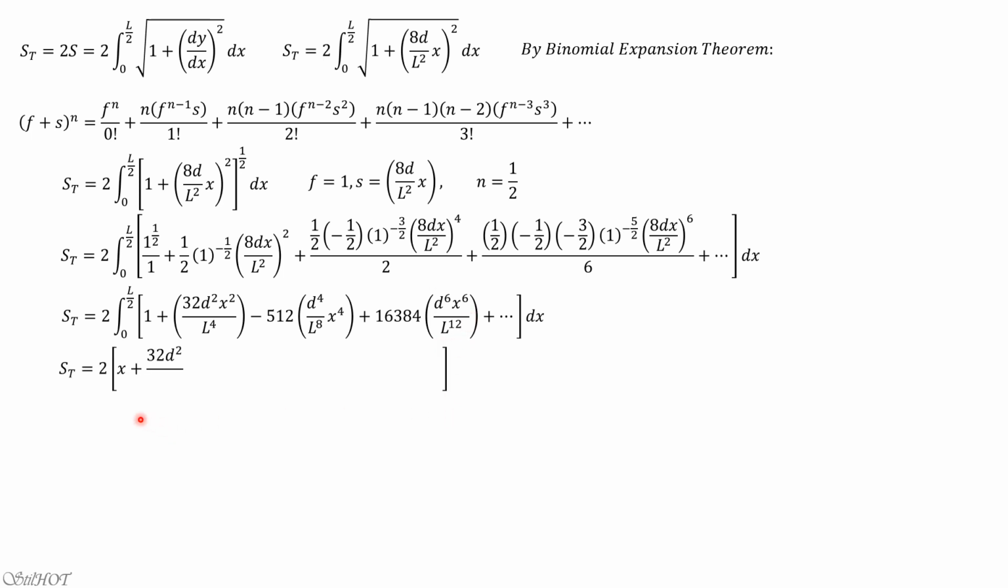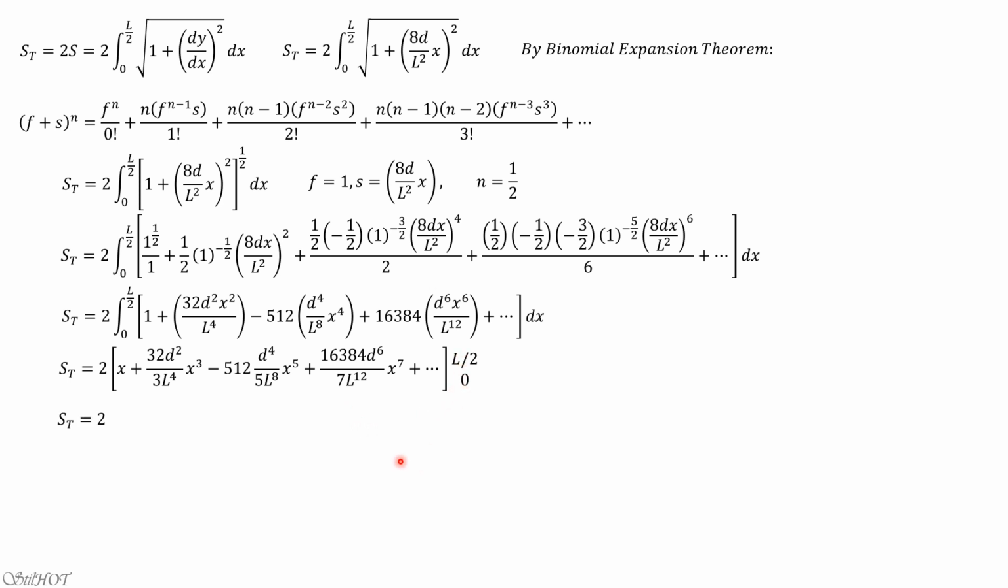So S total is equal to x plus 32 d squared over 3 L to the 4th x cubed. So supposedly x cubed over 3, so this is the 3, minus 512 d to the 4th over L to the 8th. Then the integral of x to the 4th is x to the 5 over 5. So that's it. Then plus 16,384 d to the 6 over L to the 12. Integral of x to the 6 is x to the 7 over 7. Limits 0 to L over 2.